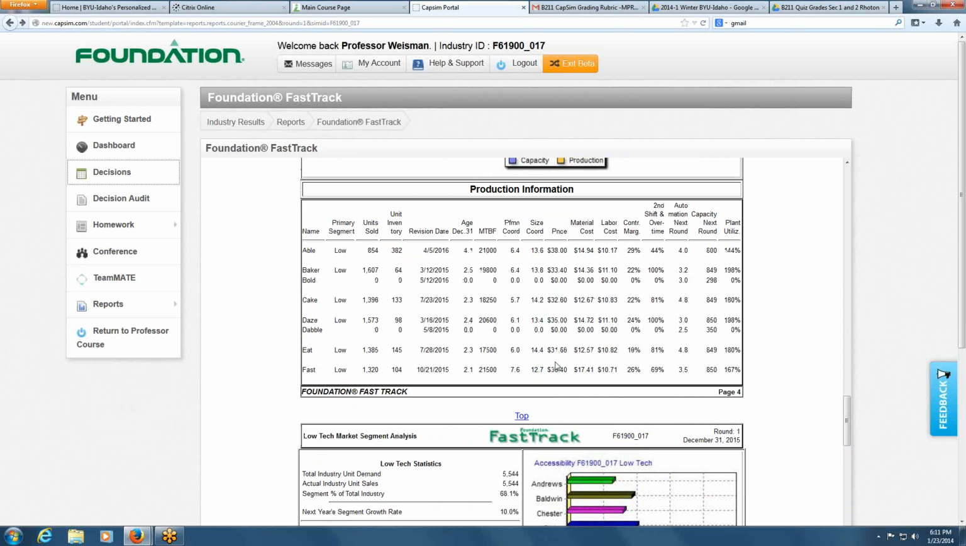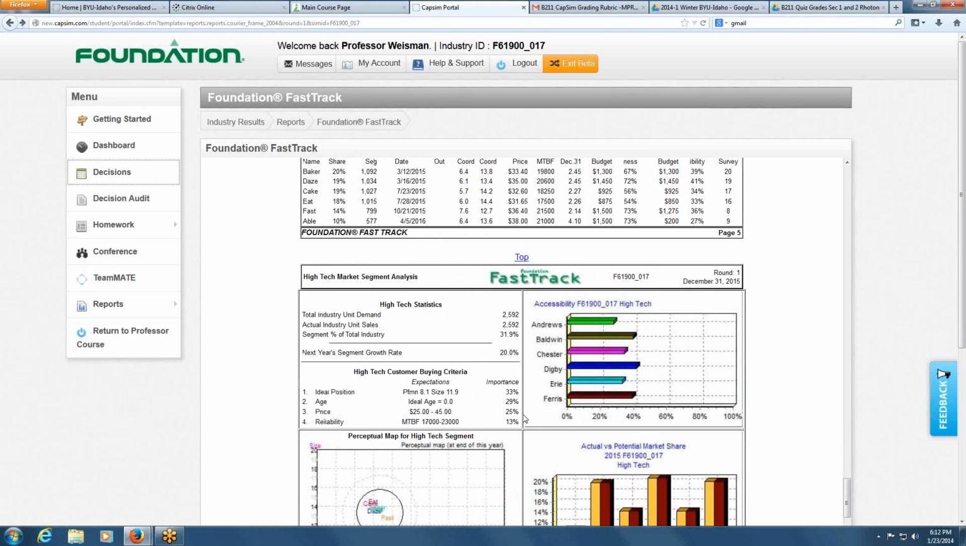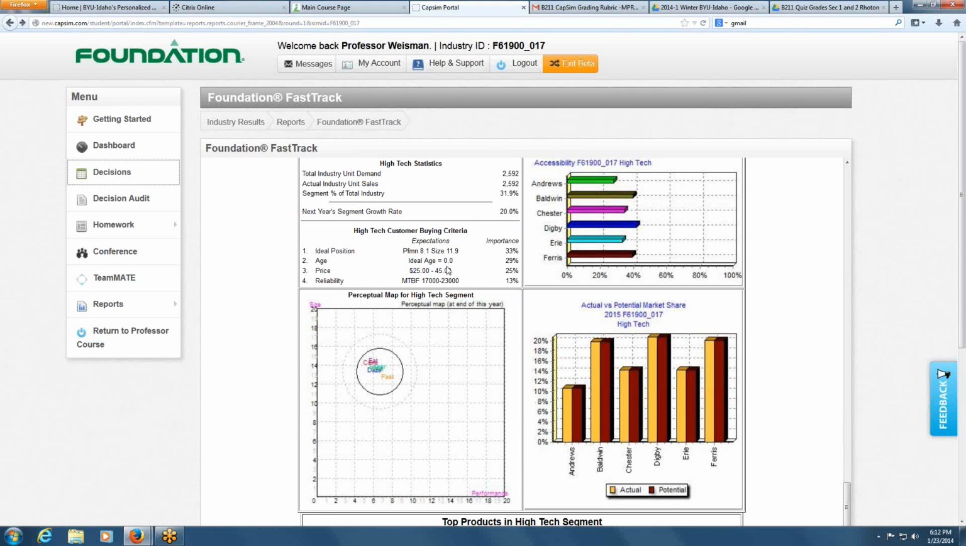So if I look at that, their performance was higher, their price was a little higher, but that's okay because their performance and size were the best out of everyone's, and their age was lower. My age was 4.1, actually the highest age out of everyone. And the high-tech market says that it wants the age to be 0, and that's 29% important. So a third of the importance to anybody that buys high-tech equipment is the age.